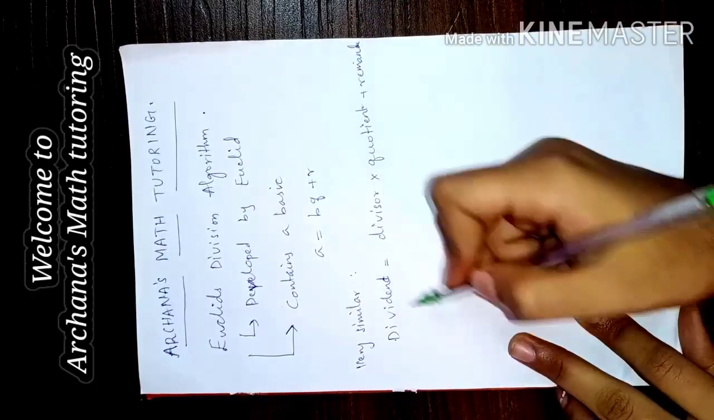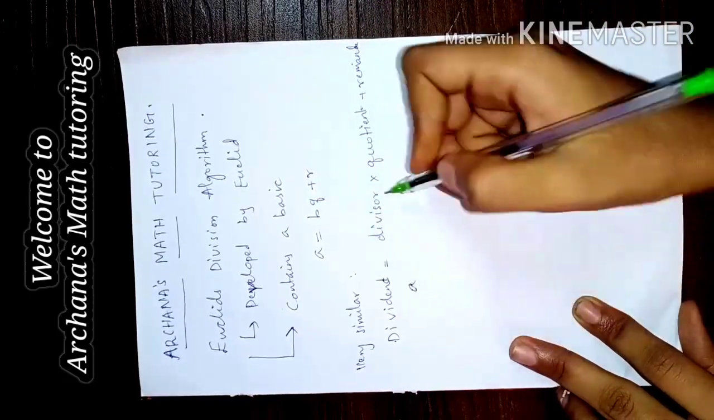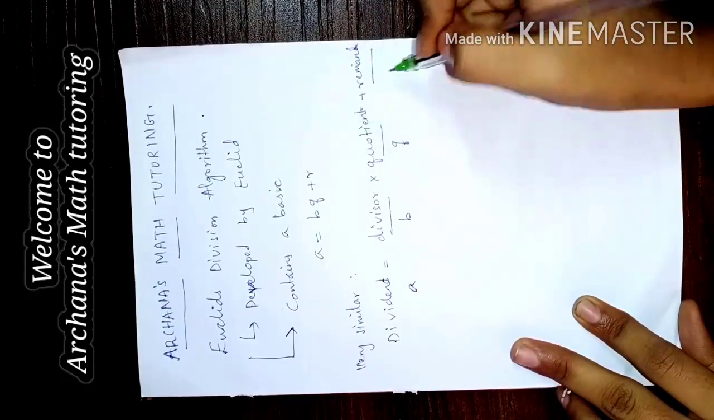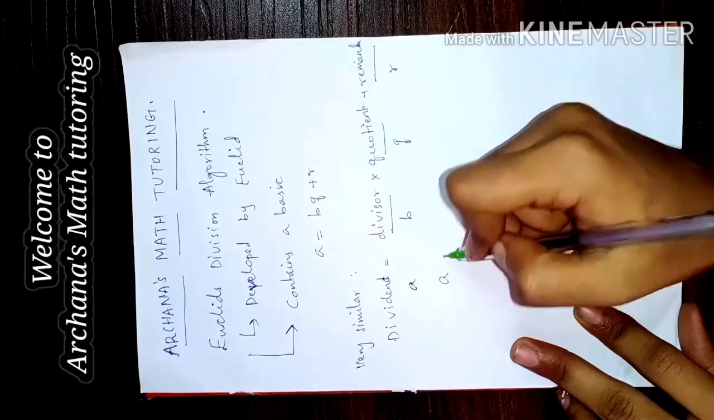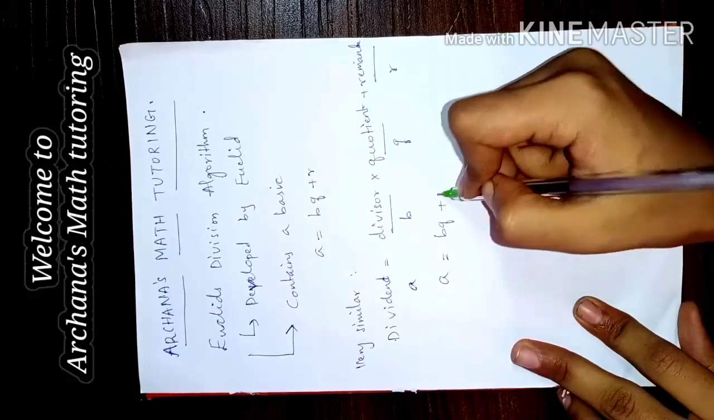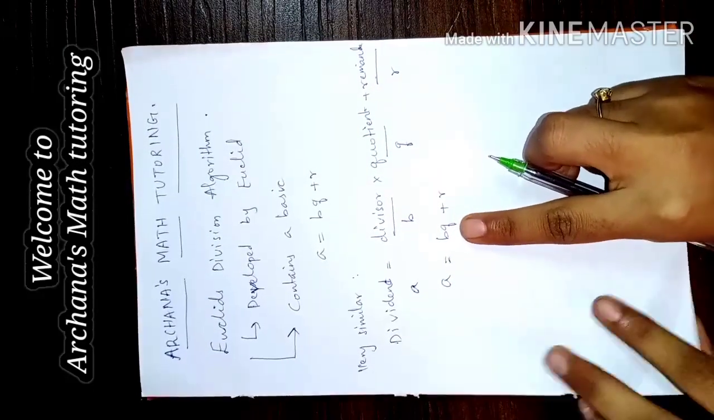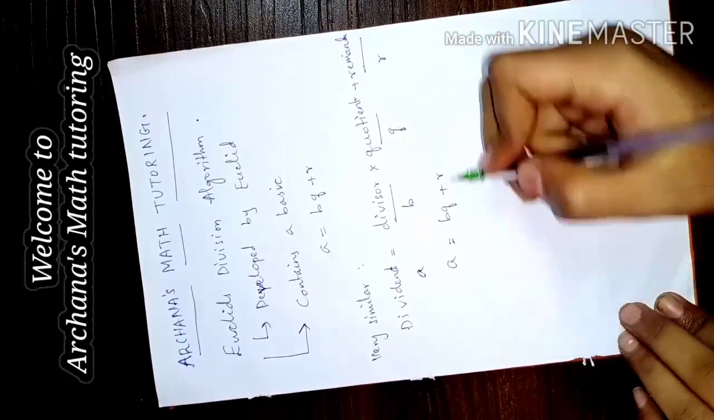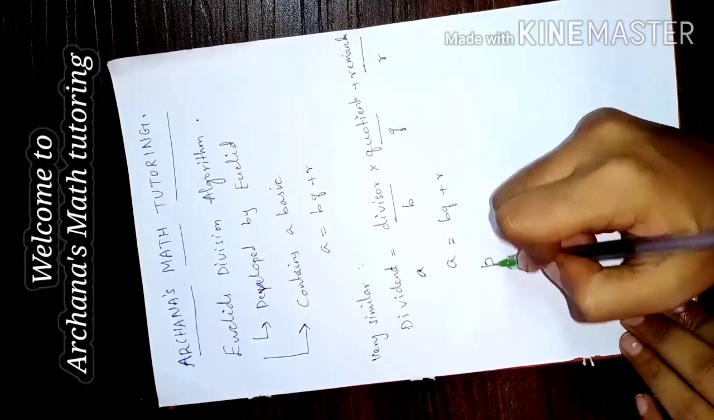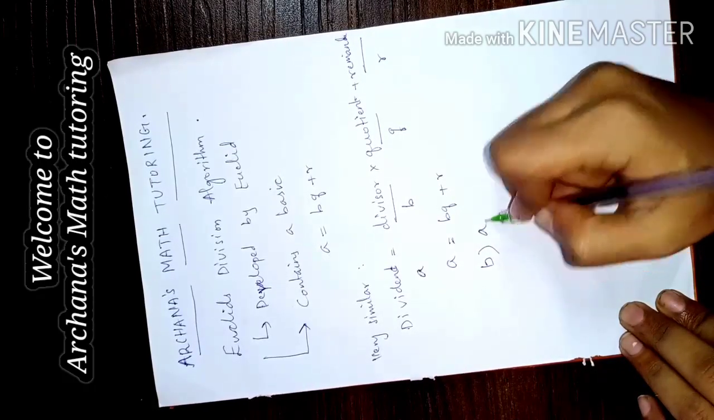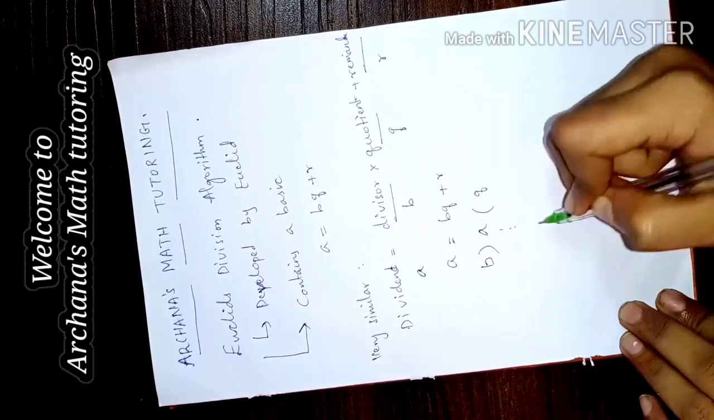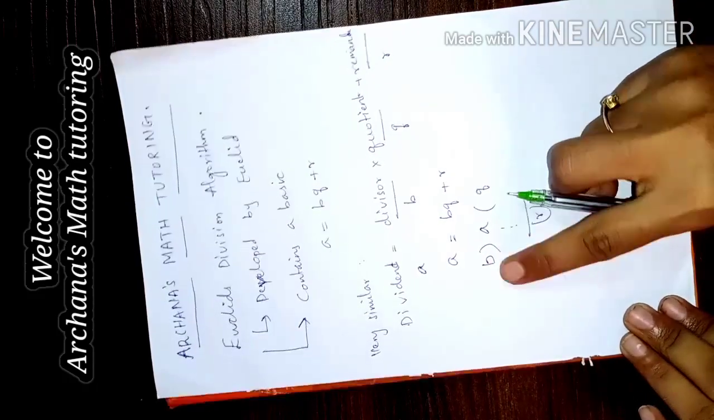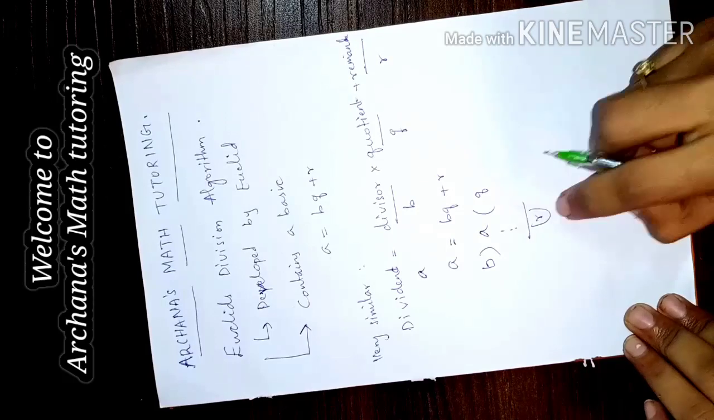So based on the formula, the dividend is A, the divisor will be B, quotient is represented by Q and remainder by R. So A is equal to B into Q plus R. BQ is nothing but B into Q. Whenever we do division, B would be here, this is A, this would be Q, and after some values we will be having R here. So whenever you divide A with B, you will get some quotient Q and R.